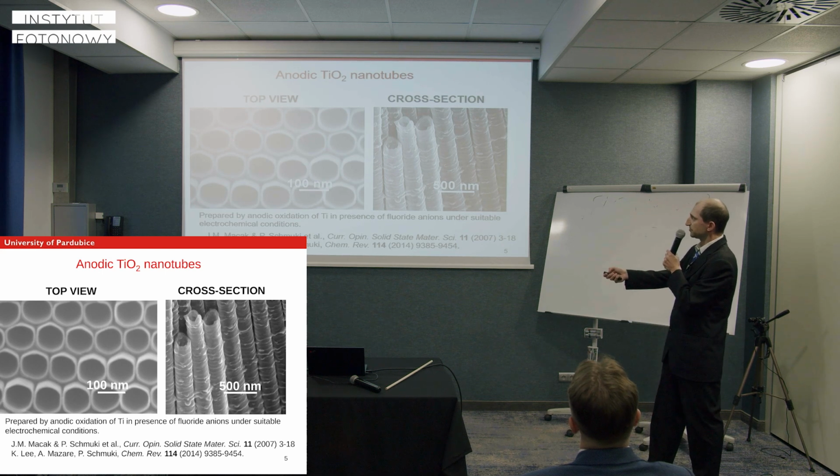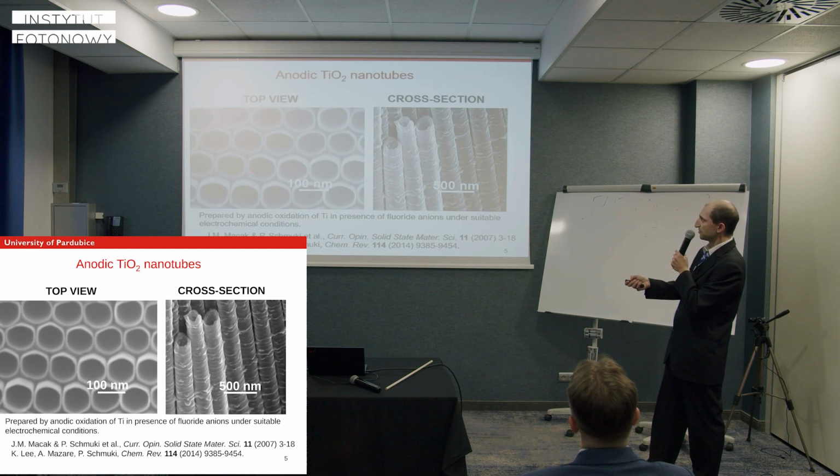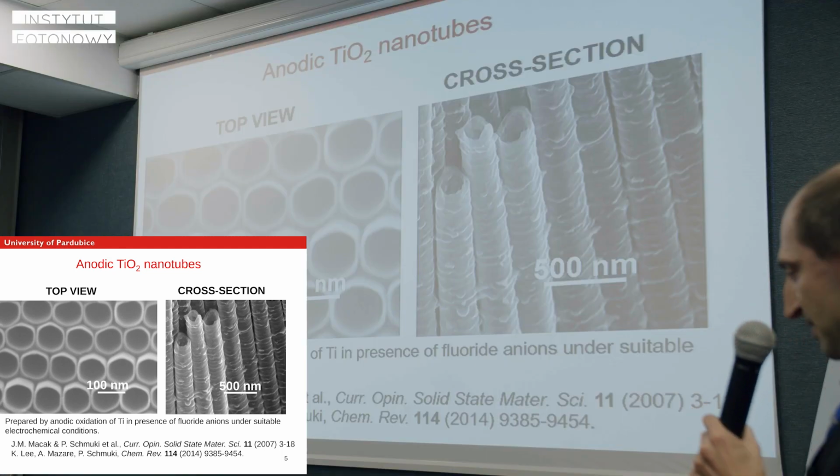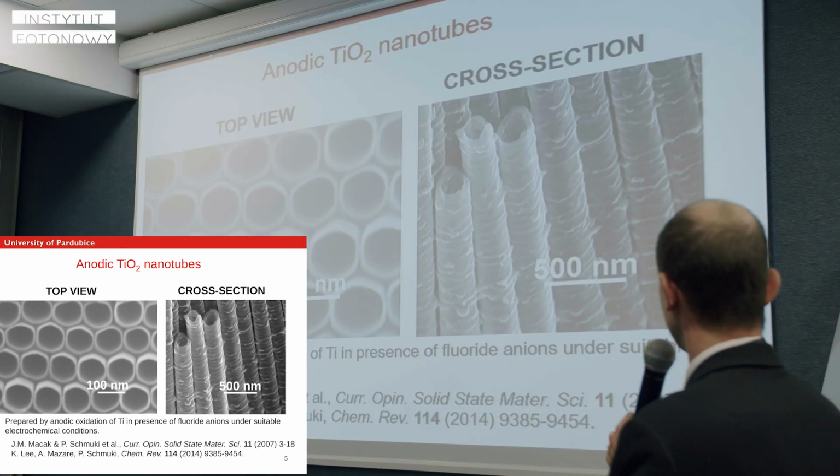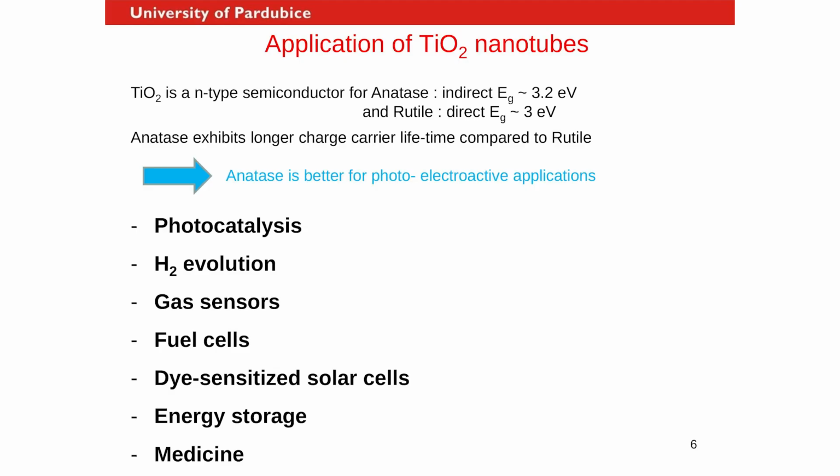So on the picture on the left, you can see a top view of the tubes. You can see that they are well organized, mostly in a hexagonal state. And here you can see the cross-section of the tubes. And they have typical rings around. And sometimes the rings connect the tubes. Okay? And the tubes are originally, when you grow them, amorphous. I have to convert them to the crystalline phase.